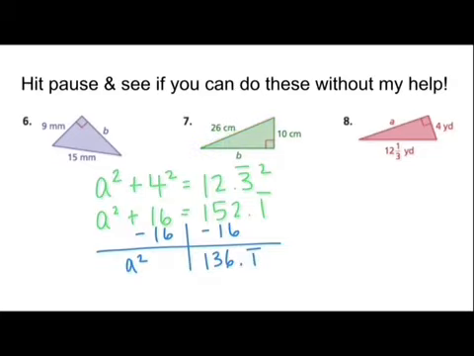All right, for this last one, I knew my B and my C, so I plugged those two in and squared them, and we're trying to figure out A squared, and then subtracted 16 from both sides, ended up with A squared is 136.1 repeating, and I took the square root of both sides, and we would end up with A equals 11.6 repeating, which is the same thing as 11 and 2/3.